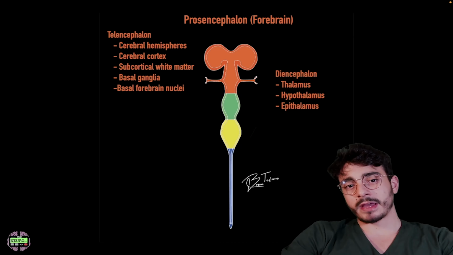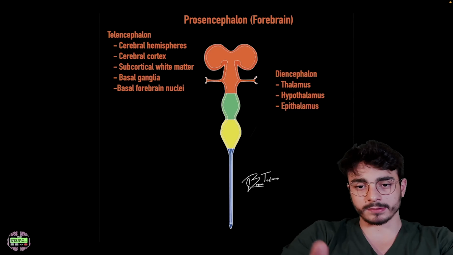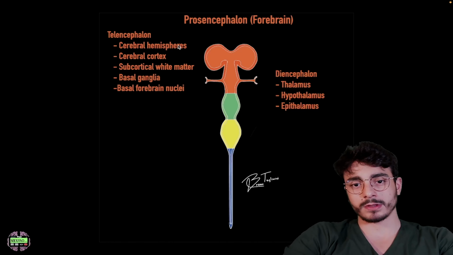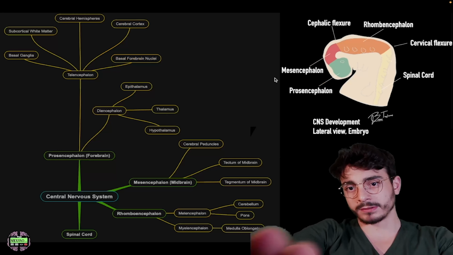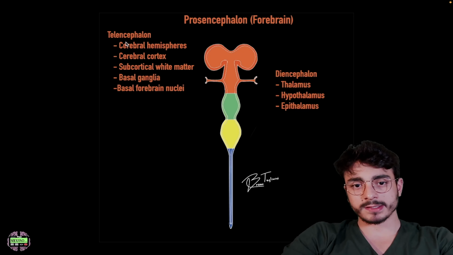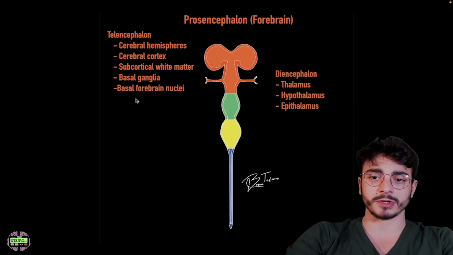Okay, here we have the same information but on another visual slide, from a posterior view of the embryo. At 5 weeks, the same image, but this is a lateral and this is a posterior view. So the telencephalon: the cerebral hemisphere, cerebral cortex, and subcortical white matter, basal ganglia, and basal forebrain nuclei.